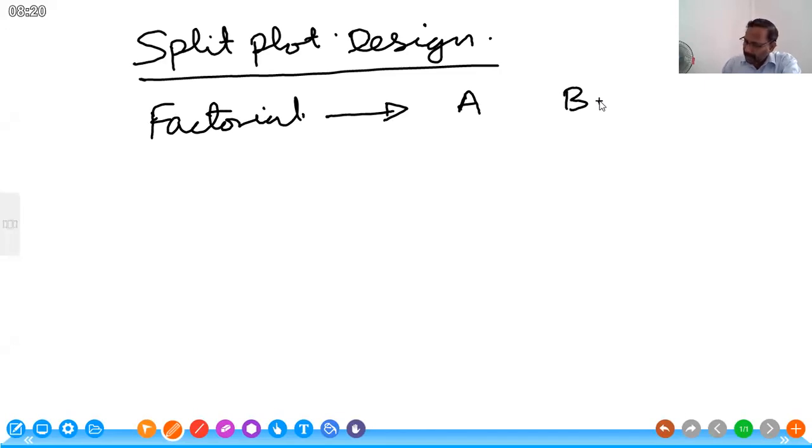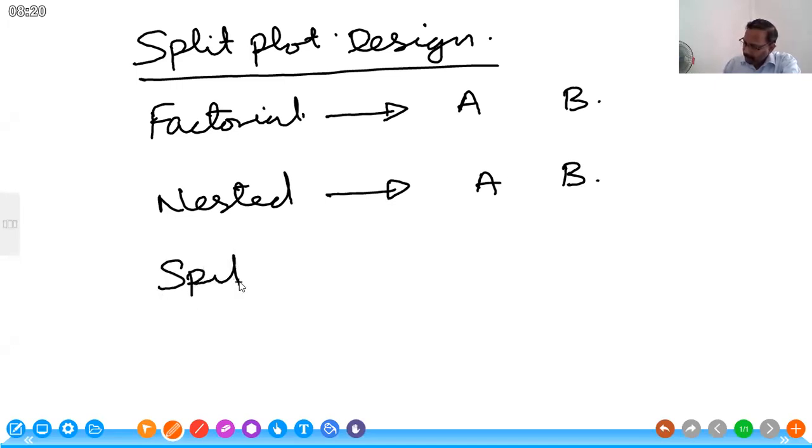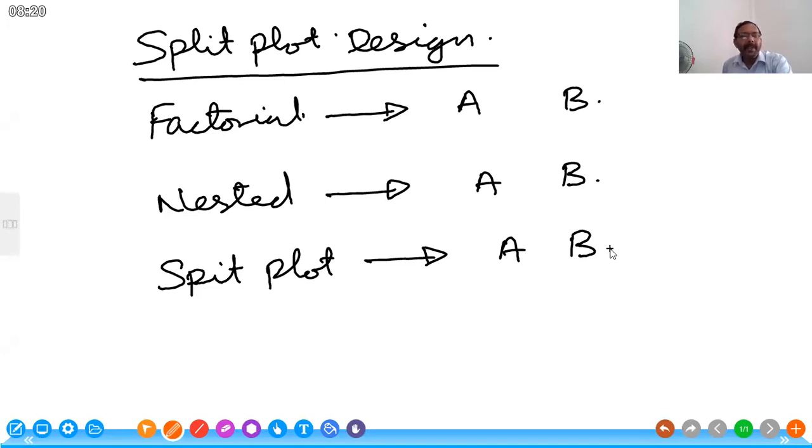Then we learn nested design. Again, we can say factor A, factor B. Then today we are going to start with split plot design. Again, we can talk about the same combination, factor A and factor B. There's a difference between these three.